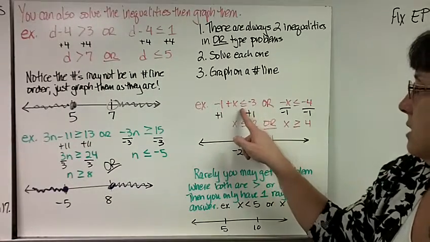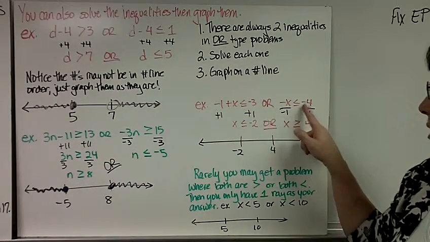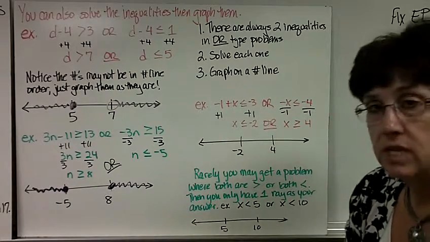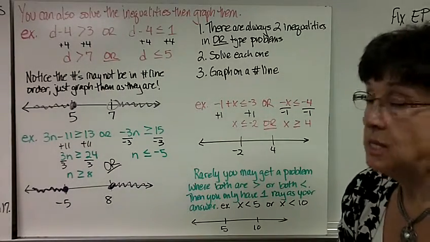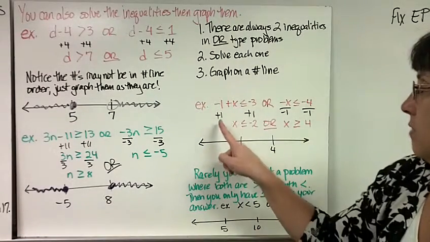Negative 1 plus x is less than or equal to negative 3, or negative x is less than or equal to negative 4. Once again, if they're both pointing in the same direction, something's going to have to change 99% of the time. So let's solve this.